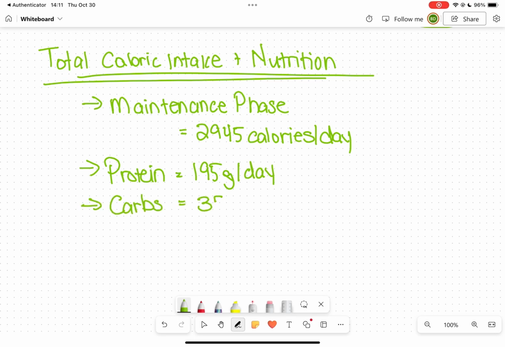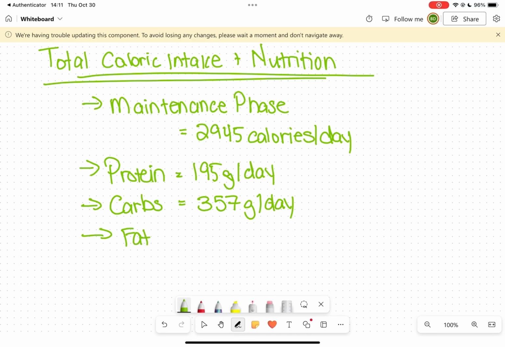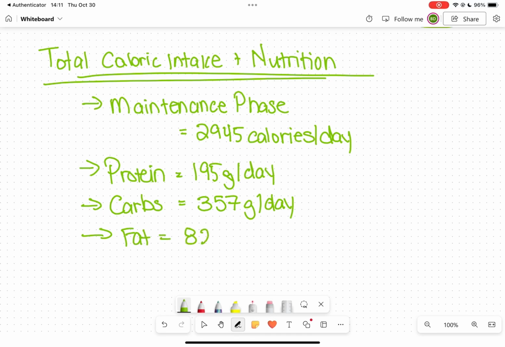So what we're doing here is writing down our total caloric intake plus our nutrition. So what we're going to be looking at for my specific phase, I'm maintaining at 2945, having about 195 grams of protein a day, 357 grams of carbs a day, and roughly 82 grams of fat per day.